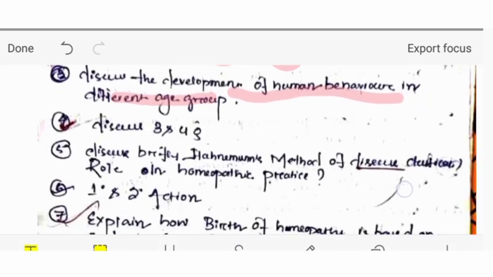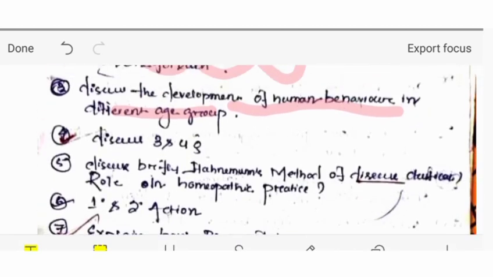Human behavior. From aphorism, the question comes as discuss aphorisms 3 and 4. Besides that, 1 and 2 are also important. Second BHMS students should remember 1 and 2 so that they can explain them clearly in the exam. 1, 2, 3, 4: these four aphorisms are more important for the second BHMS student.